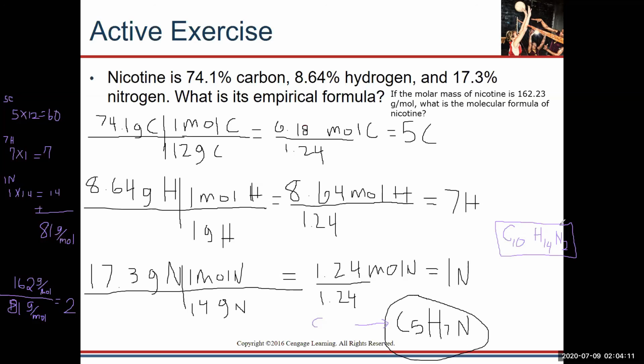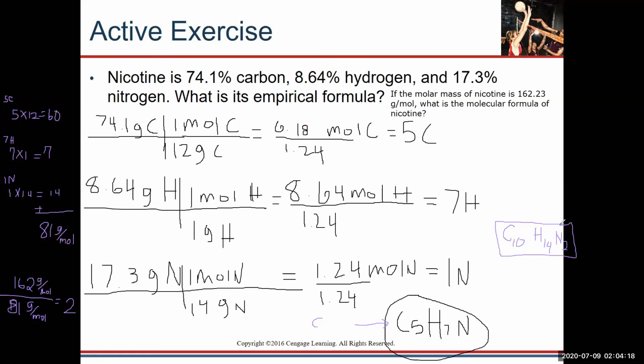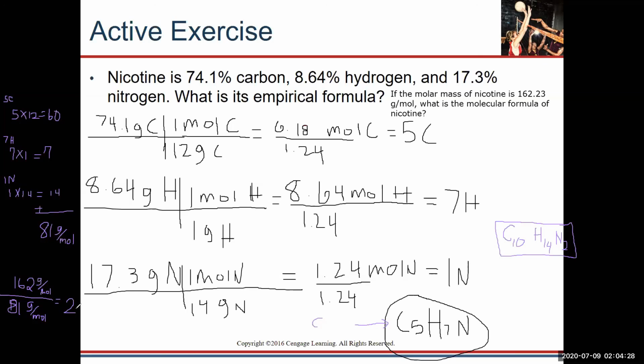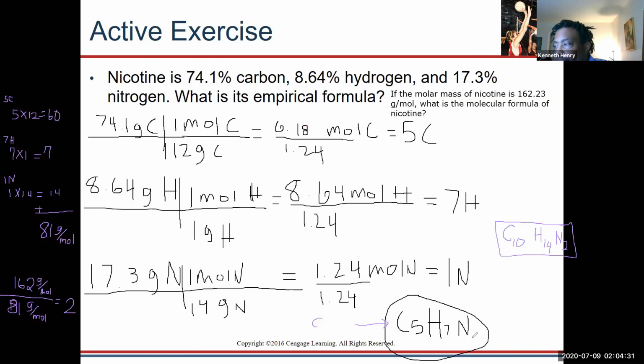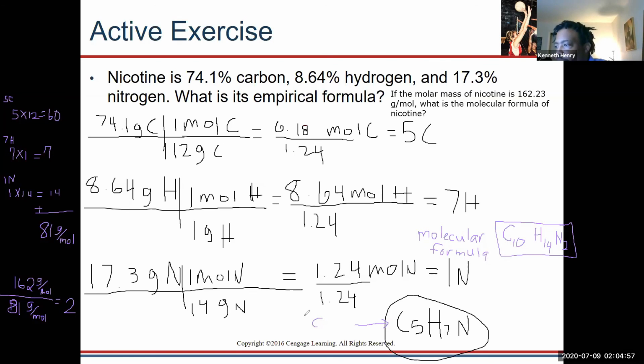Wait, I have a question. Sorry, Aaron. Who says I have a question? Jamila. Okay. Where'd you get the C10 from? Because 2 times C5 is what? 10. And then you multiply the 2 by all of the numbers here, right? And then that's going to give me my molecular formula. Molecular formula. You have to draw a line all the way from there. And then this one is going to be my empirical formula.